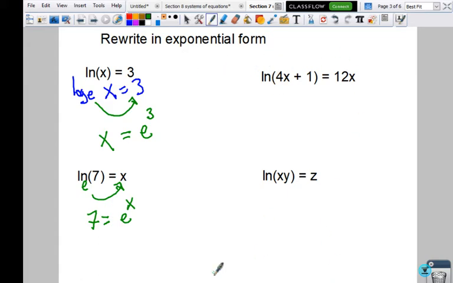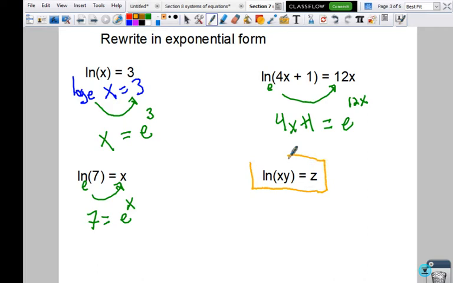On this one right here, natural log of 4x plus 1 equals 12x. Even though there's a whole bunch of stuff inside here, it works exactly the same. My base is e, I'm going to bump it over. So I get 4x plus 1 equals e to the 12x. And we could go through and manipulate it more if we wanted to, but we're just rewriting it, so I don't want to. Alright, first and last problem, I want you to rewrite this one right here in exponential form.